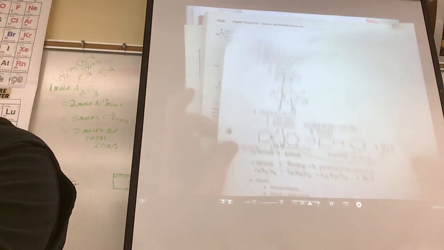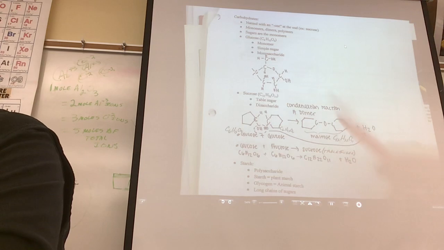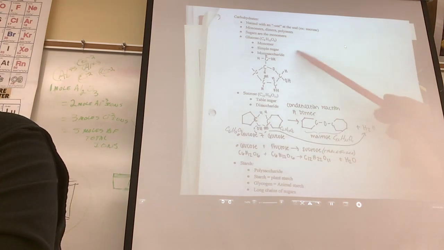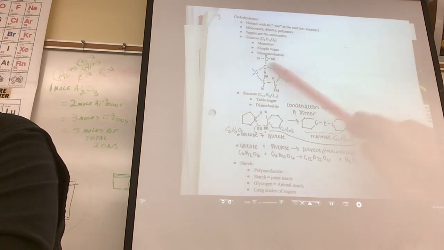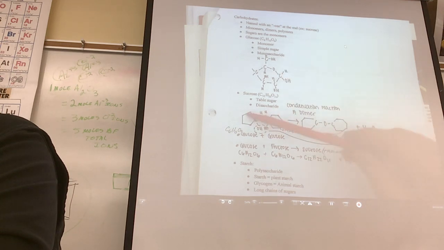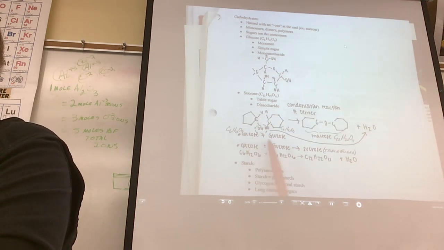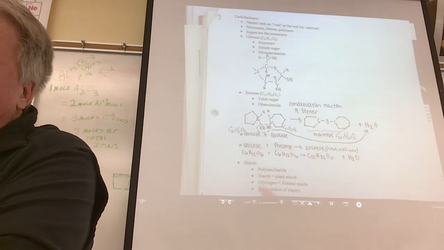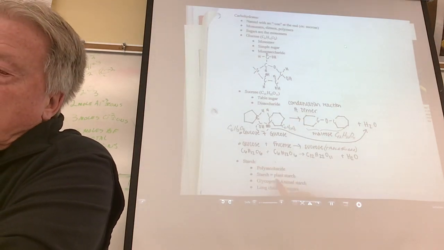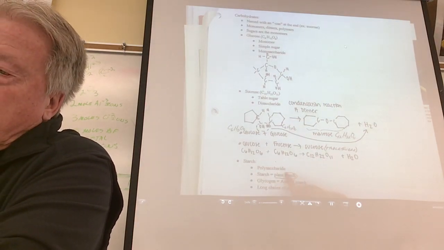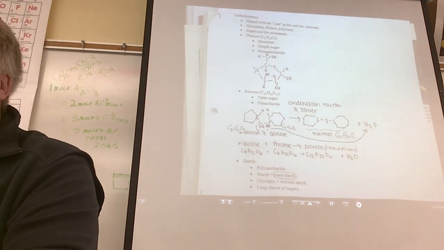Here it is. Okay. All right, so what this person did, they actually typed out some of this stuff. So here's a monosaccharide here, and here's a disaccharide put together here. And then glucose and glucose makes maltose, and glucose and fructose makes sucrose, like that. But I want to show you something here. What about a polysaccharide?